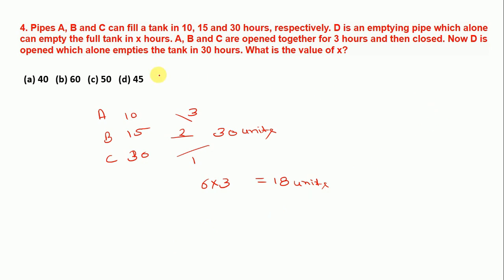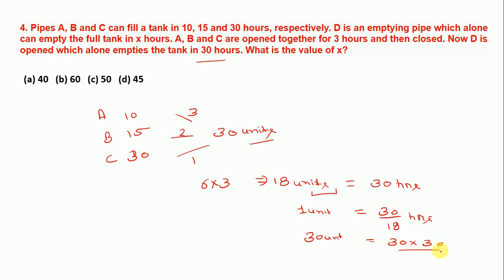Now D is opened which alone empties the tank in 30 hours. Tank D is emptying this value in 30 hours. For 1 unit, it will take 30 by 18 hours. And total we have 30 units and for 30 units, it will take 30 into 30 by 18 hours. We are cancelling here by 6, so it will be 3 here and it will be 5 here. Now dividing 30 by 3, it will be 10. So it will be 10 into 5 is equal to 50 hours. So option C will be correct.